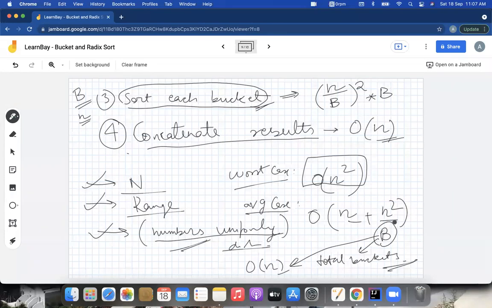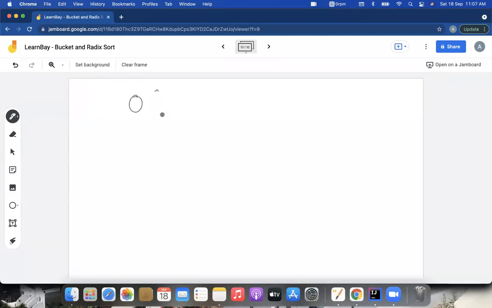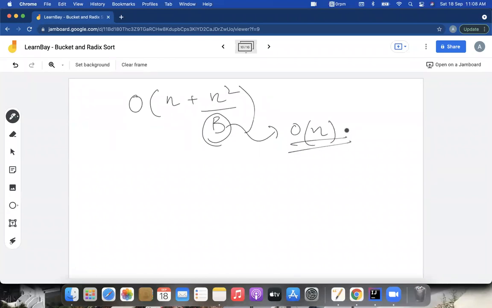And you will always do better than an n log n algorithm if you can come up with a formula. I will not go into it in much complexity, but you should remember the time complexity of bucket sort is this. And if you keep the number of buckets order of n, then you get linear time results.